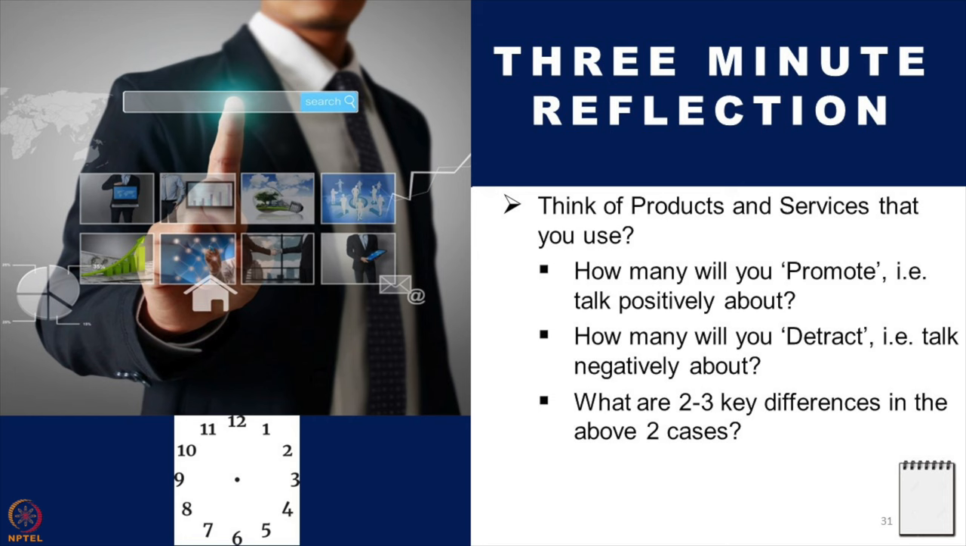And try to identify differences between restaurants, between e-commerce sites, between, let's say, Ola and Uber, between Oyo and Airbnb, or two malls, or two neighborhood stores, or hospitals and clinics. And try and think, what's the difference between a good service provider and a bad service provider? Or a good product and a bad product?